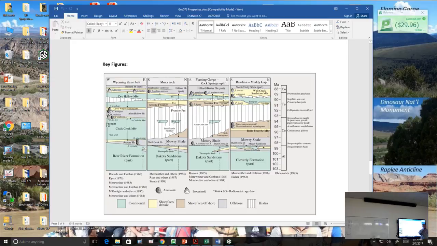I got you engineers split up, right? So you got two geologists and one engineer. That probably works for you guys.